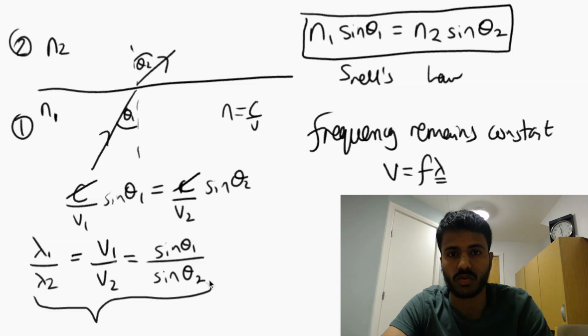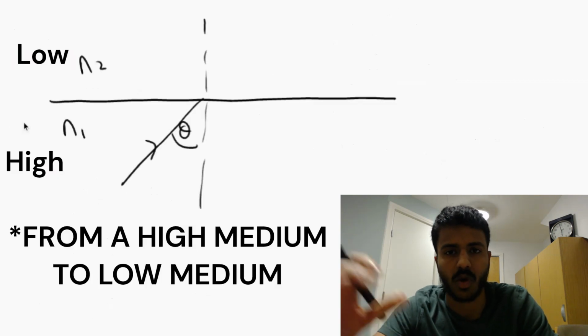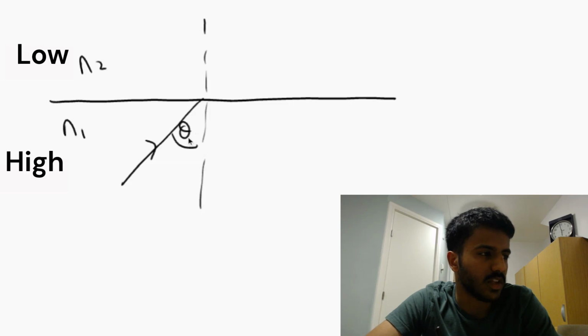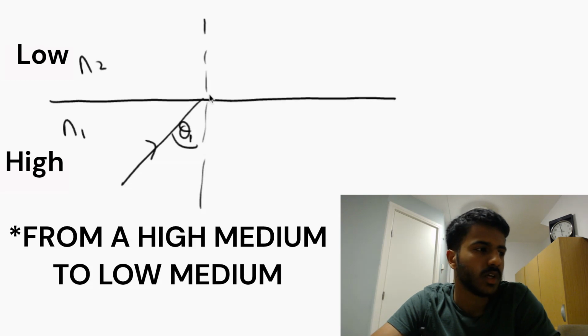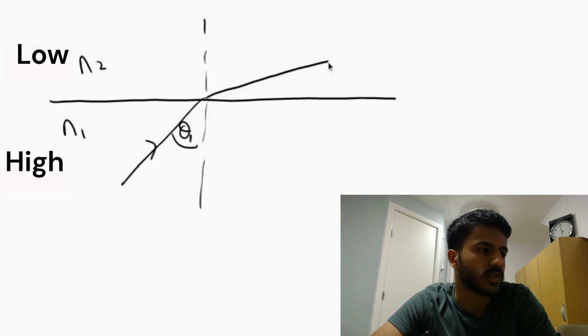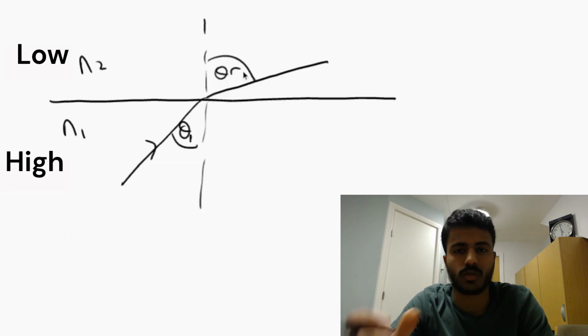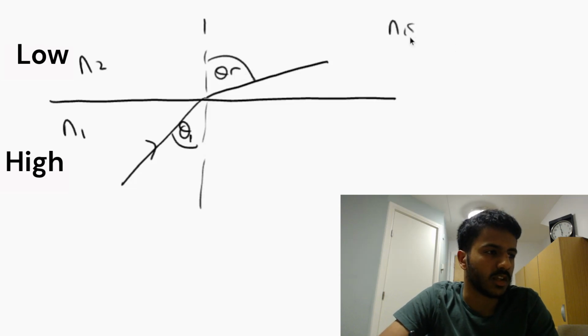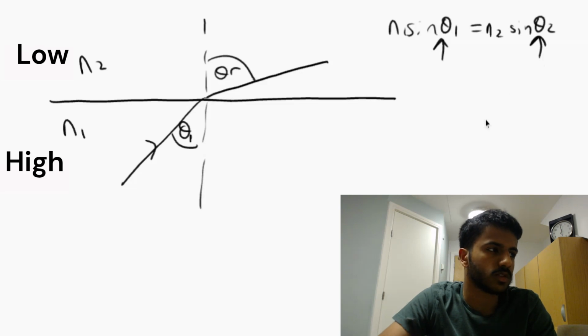This also holds. So now let's say that we're going from a low medium to a high medium. And what we're doing is we're now increasing this angle theta, this theta 1 value. So as it's going from a low medium to a high medium, it's going to refract away from the normal. So this angle here, theta r, is going to be bigger than theta 1. And we know that from n1 sine theta 1 equals n2 sine theta 2. As we keep increasing theta 1, theta 2 is also going to increase.